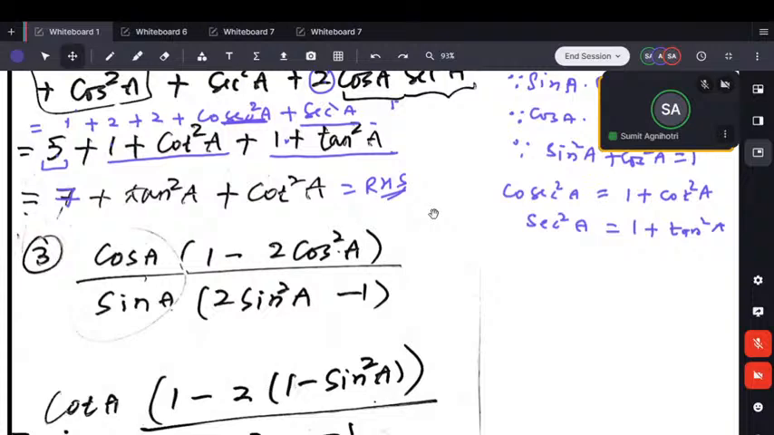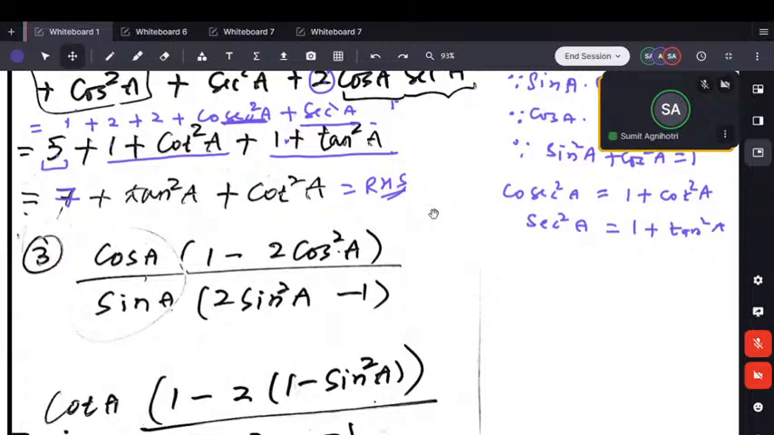Here as well we can take sin A common. We are left with 2 sin square A minus 1. Then this cos A over sin A has a formula that we know. Can you now tell me what do you know about this cos A over sin A? Is it cot A that you know? Cos A over sin A is cot A. That's why we have written cot A in the place of cos A over sin A.